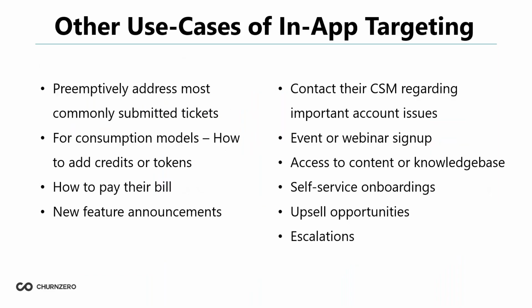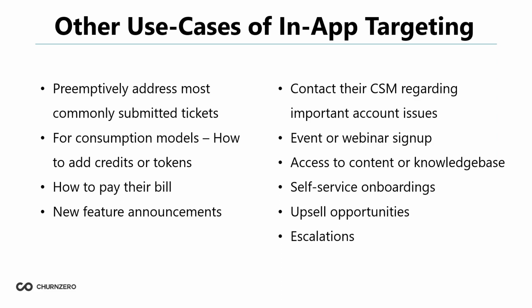So what are some other use cases that we can use in-app walkthroughs, in-app notifications, announcements, pop-ups, things like that? I'll list a few out here. Again, this is by no means the end-all be-all, but I think a lot of these will resonate. Preemptively addressing most commonly submitted tickets. If we look at segments of our customers, we can almost predict what type of tickets they will submit. That's a really great way to trigger in-app walkthroughs that address those before they even happen.